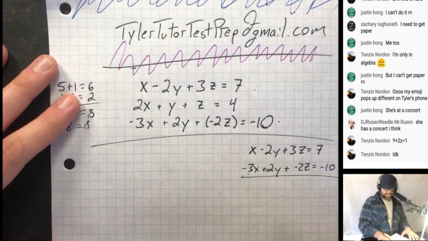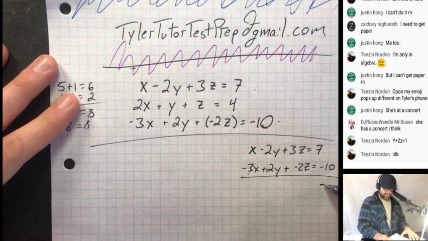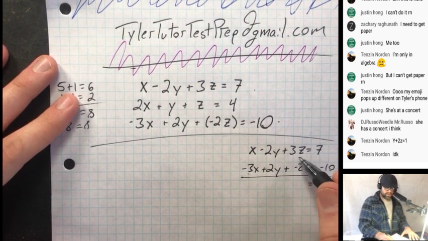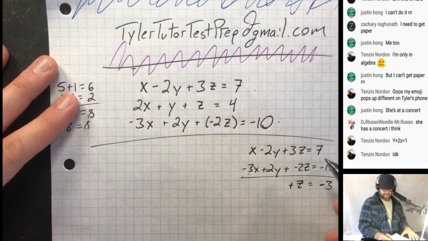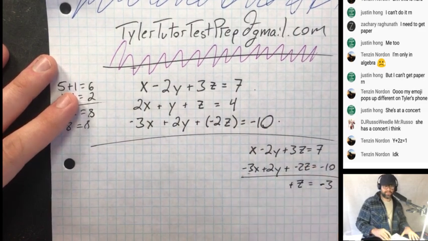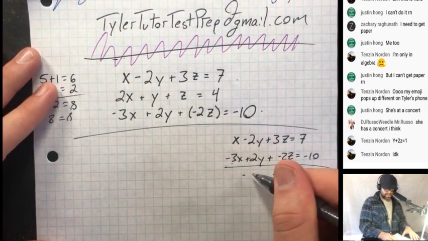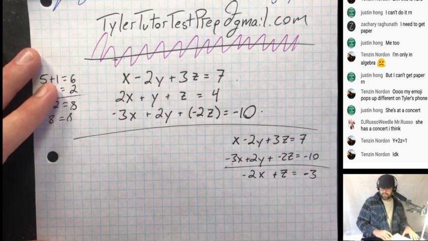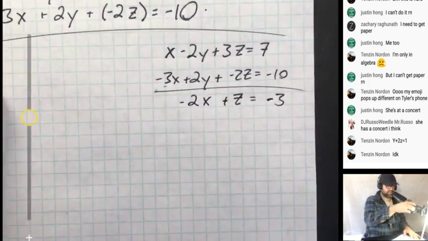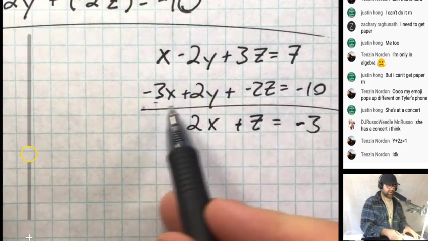So we're going to go ahead and add these up. We're going to get negative 3 here. 3 plus a negative 2 is a positive z. And then these negative 2y and this 2y cancel out, and we get negative 2x plus positive z equals 3. So that's our first equation that we're going to need.